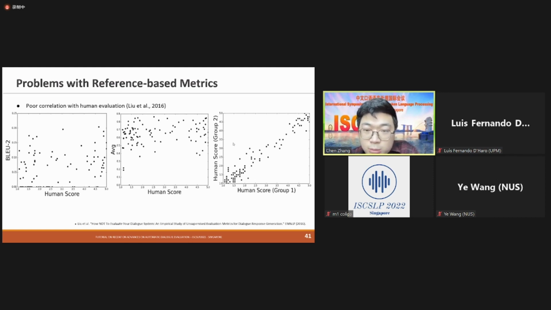The first problem with the previously mentioned reference-based metrics is that they correlate poorly with the human evaluation. As we can see here, in the right figure, the human score of group 1 and the human score of group 2 actually have a perfect linear relationship. So there's one straight line in the figure, but as we can see, the BLEU score and the embedding average, their correlation with humans is actually very poor. The dots are all completely random. So that's one problem with the reference-based metrics.